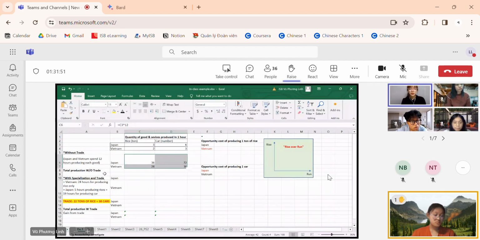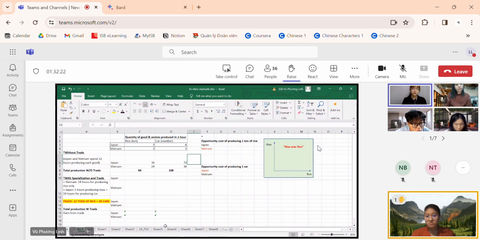Okay, so if you sum up the two results for rice and car, we see that at first, Japan and Vietnam people can consume 60 tons of rice and a total of 108 cars. Okay, right. Understand this point, right? Okay, just a calculation. So at first, the total production equals the total consumption of the people in both countries. And this is our estimation.